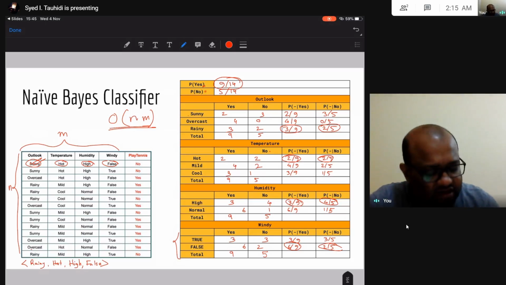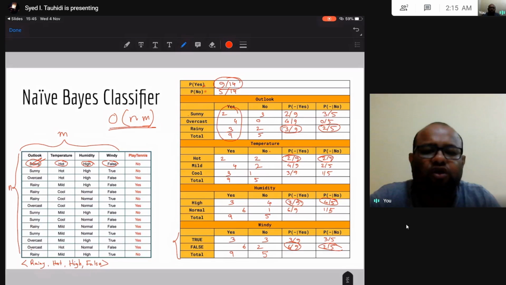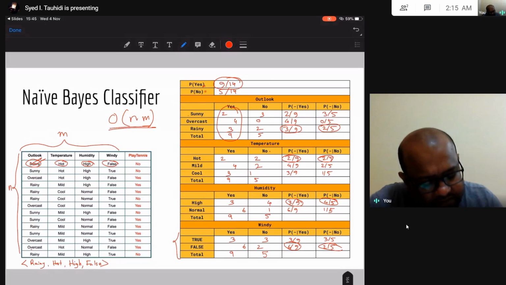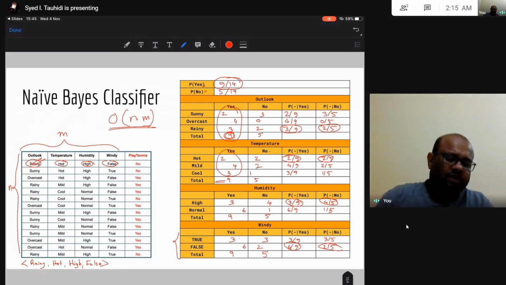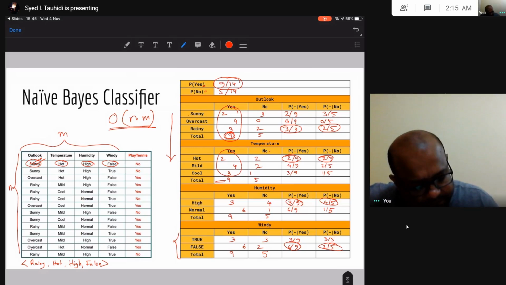I have to divide all the things in the yes column by the number of yes, and all the things in the no column by the number of no. So I have to go through this table again. If there are k number of classes and p number of rows, then this is also going to take order of k into p.